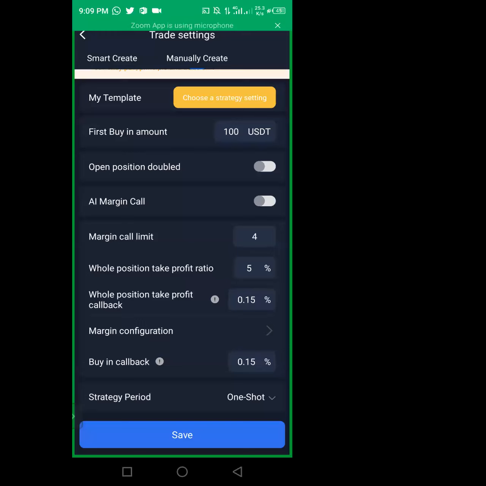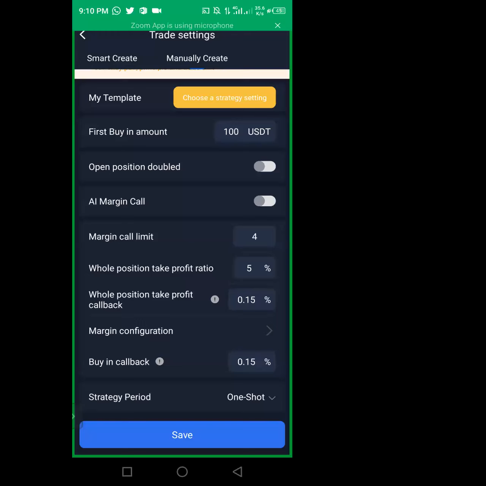Let me explain. For a one shot, we have the whole position take profit callback. We have the buy-in callback. So let me explain the whole position take profit callback. It only works when the robot wants to sell.